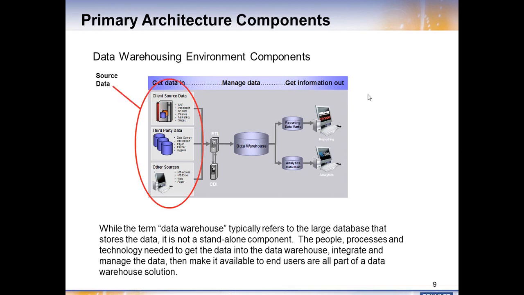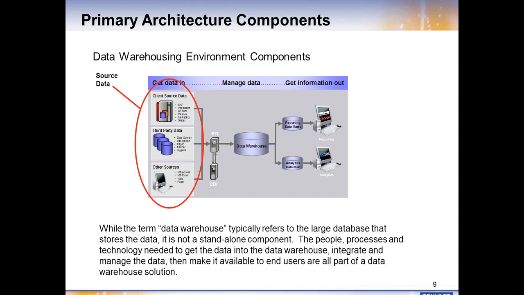Now, on this slide, I want to talk about the very high-level components, the major components of a data warehousing solution, the end-to-end solution. First of all, we're going left to right here. We're going to talk about getting data into the solution, and then the middle part of the architecture is where we manage the data, and the right side, the front end of the solution, is where we get information out. It's where the business users access the information.